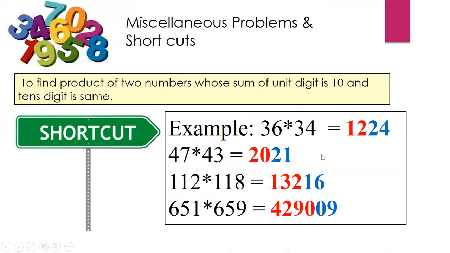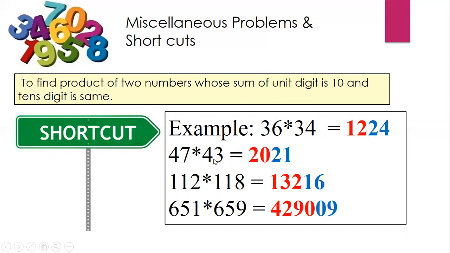Similarly, the same logic you can apply to some other values. Find the product of two numbers whose sum of unit digits is 10 and whose tens digit is the same in both cases. This is applicable for the product of two numbers when the sum of the unit digits is 10 and the tens digit is the same. For example, 36 into 34. The sum of the unit digits is 10. So 6 into 4 is 24. That will be our last two digits. Since we have 3, the next number after 3 is 4. So 3 into 4 is 12. That will be the first two digits.